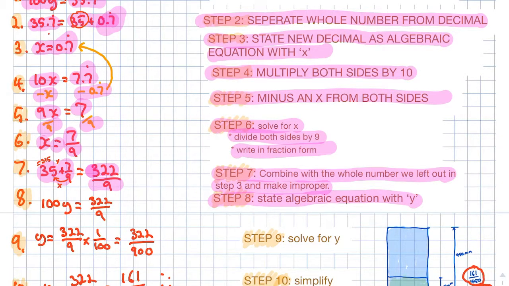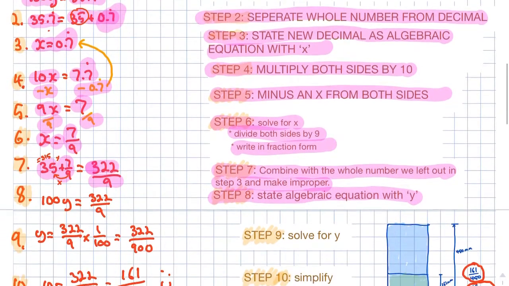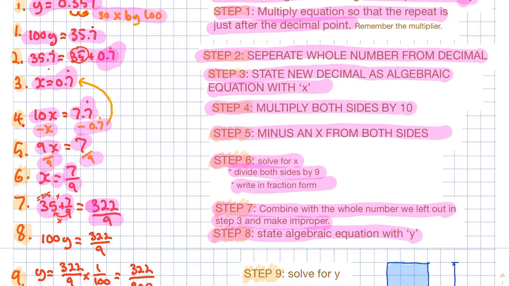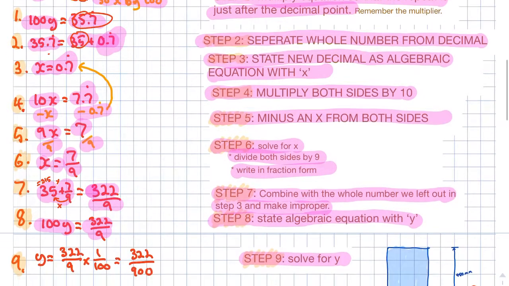All right, so step 8, state algebraic equation with y. And it should say on there from step 1, not the little step 1, but this step 1. Because we have this number here, 322 over 9, which we know is the same as 35.7 repeat. So we know that that's the same as 100y, so we need to restate it as 100y. 100y equals 322 over 9.